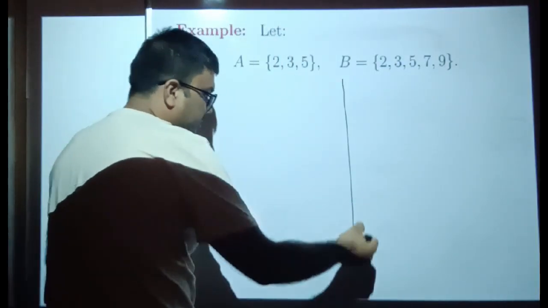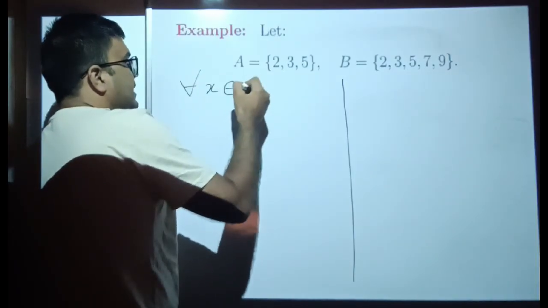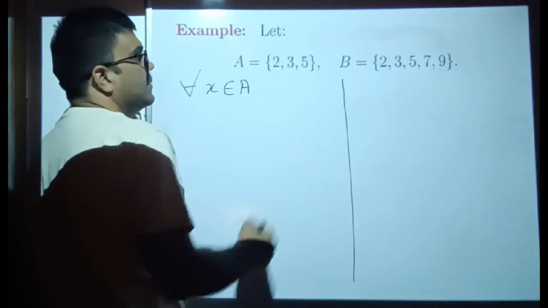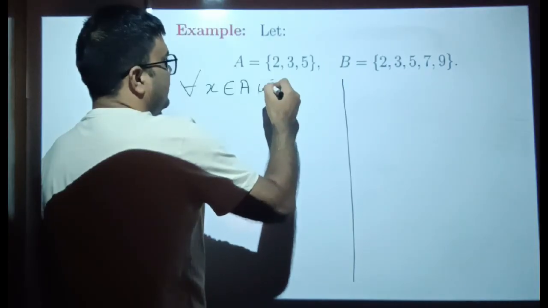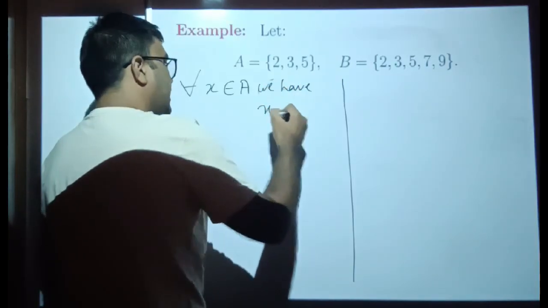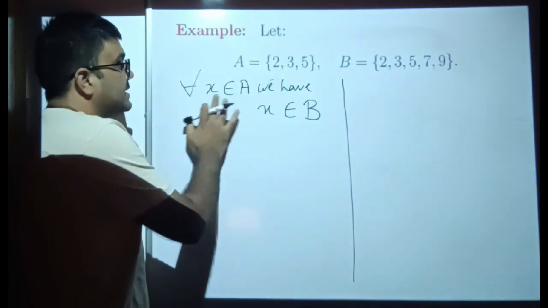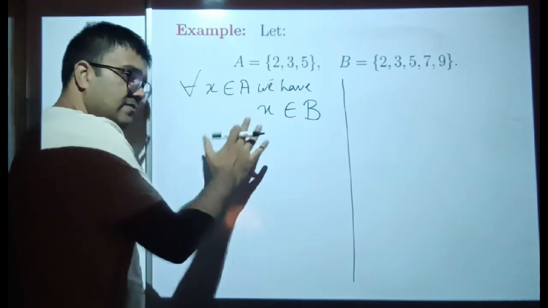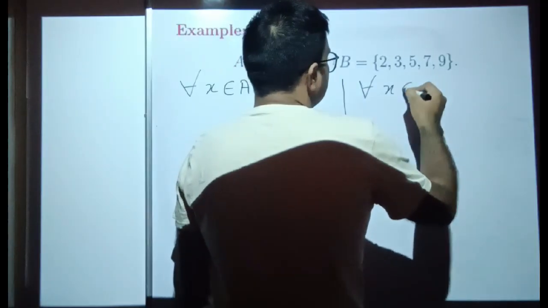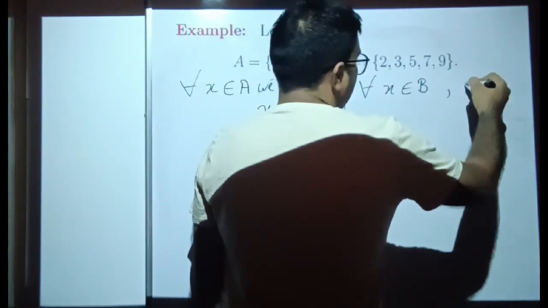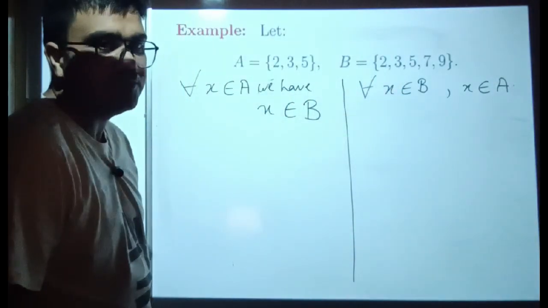I am talking about 2 statements. One statement I am saying: for all x in A, we have x belongs to B. We have to check whether this statement is true or false. The other statement: for all x belongs to B, we have x belongs to A. I am talking about these 2 statements.